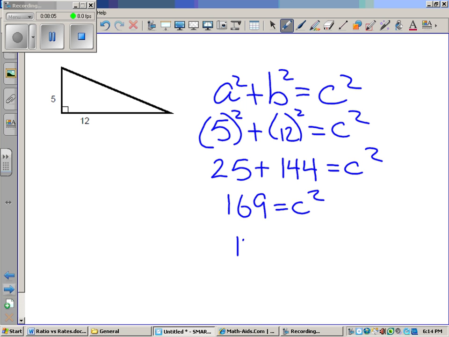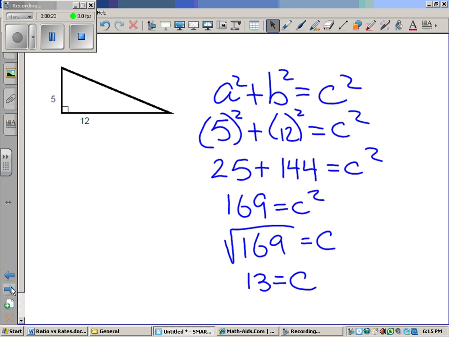And as luck would have it, 169. Oh, sorry, I should not skip a step. The square root of 169 will be C, and the square root of that is 13. So that answer is 13. Now this is as far as we went for the first day. Once you make sure in practice you can do it this way.